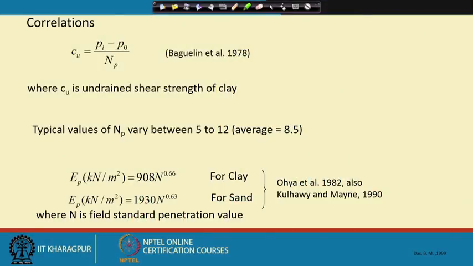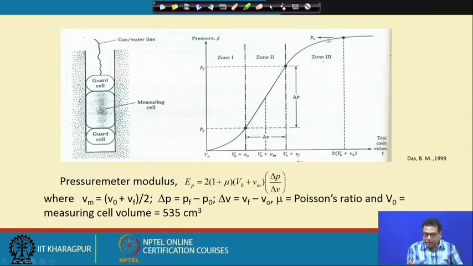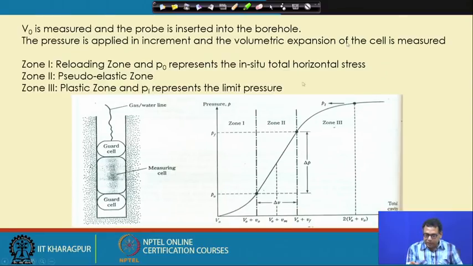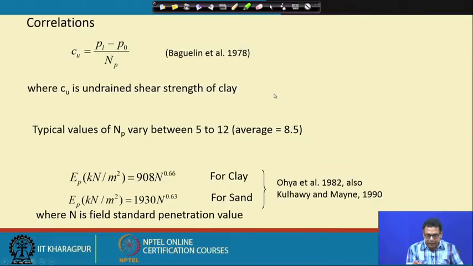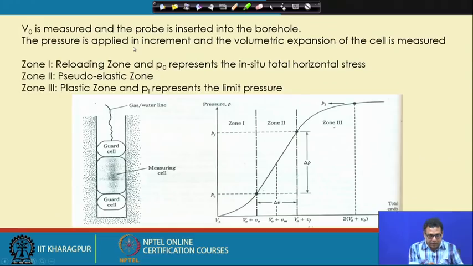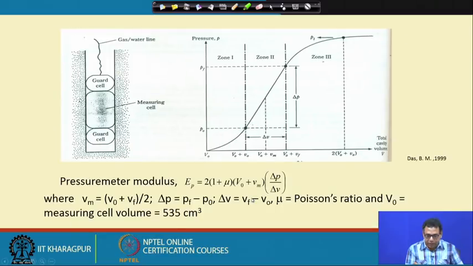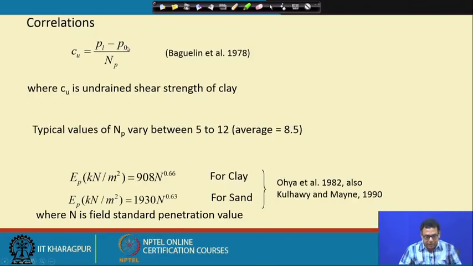So, the undrained cohesion of the clay can be determined as (PL minus P0) divided by NP. As I mentioned, PL is the limit pressure, and P0 is the pressure from which we can get the in situ horizontal stress, corresponding to this point. NP is a typical value which varies between 5 to 12, and an average value of 8.5 can be taken.